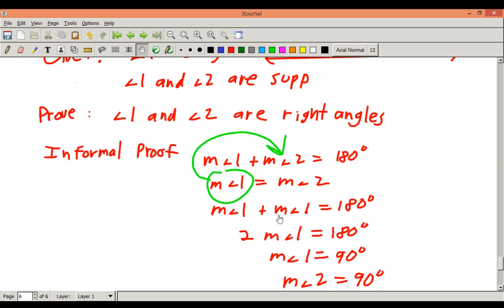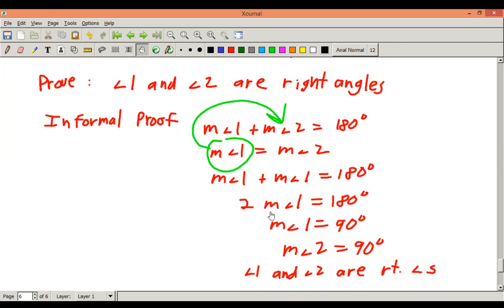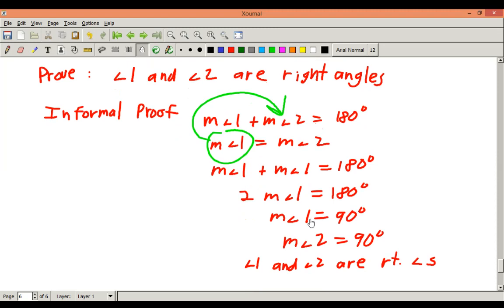And then these are like terms. So the measure of angle 1 plus the measure of angle 1 is just 2 times the measure of angle 1. That's just like taking x plus x is 2x. So our reason for that is just algebra. Same thing here. Well, actually, we can call that the division property. So we take this statement, 2 times the measure of angle 1 equals 180 degrees, and divide both sides by 2. So that's the division property of equality. So we get the measure of angle 1 is equal to 90 degrees.